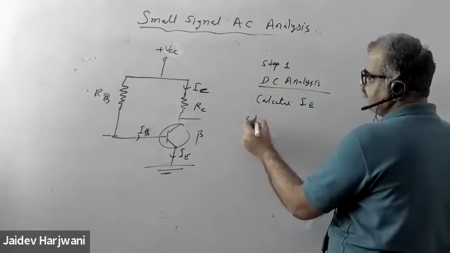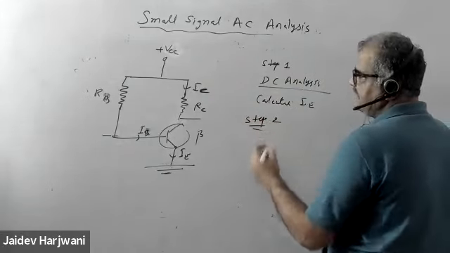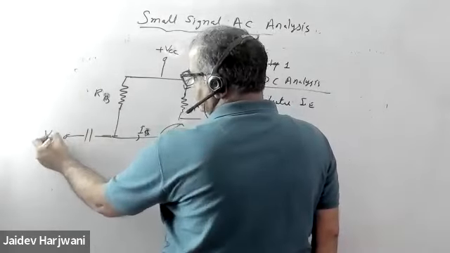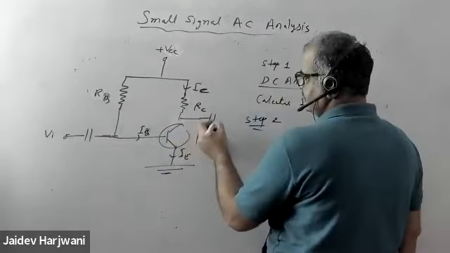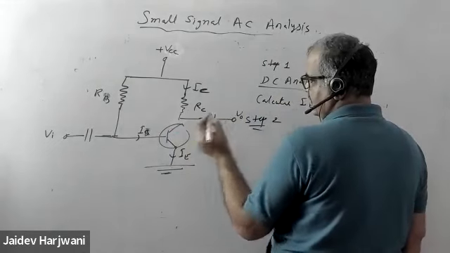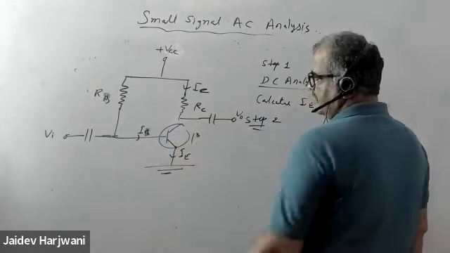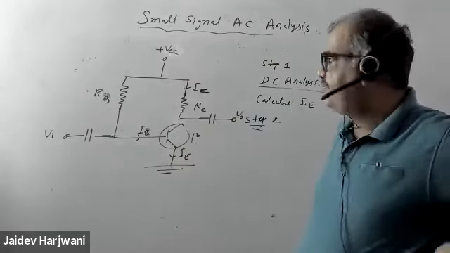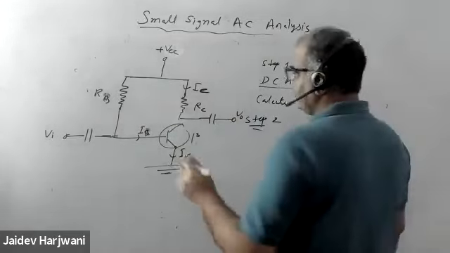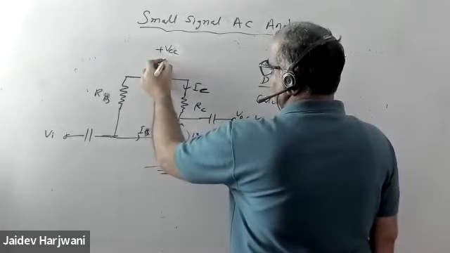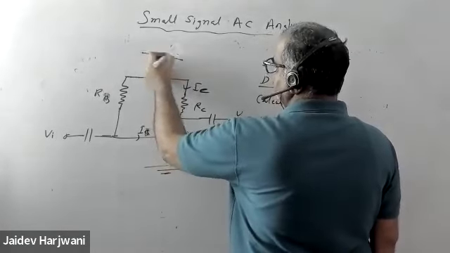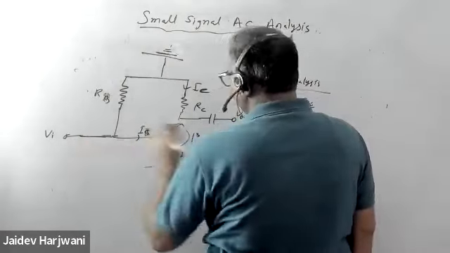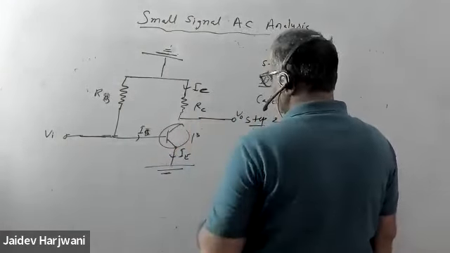Now step 2. What was step 2? AC analysis. Step 2: you turn off the DC power. Turn off DC power means you make it grounded, and the capacitor will be short circuited. That you can note here.